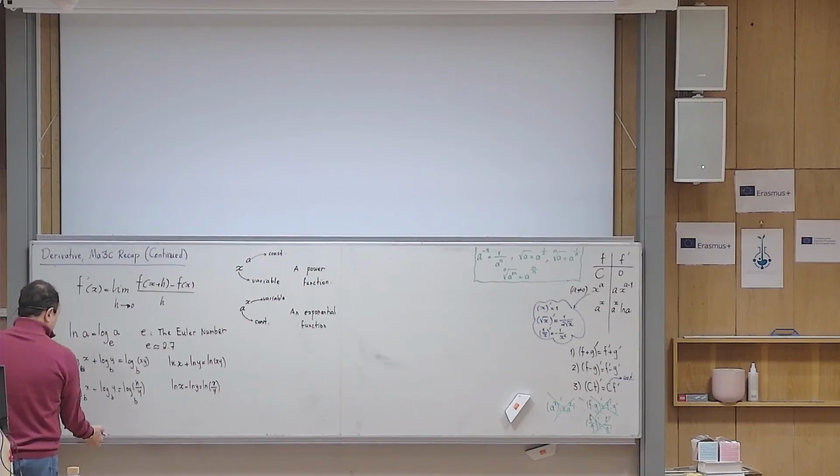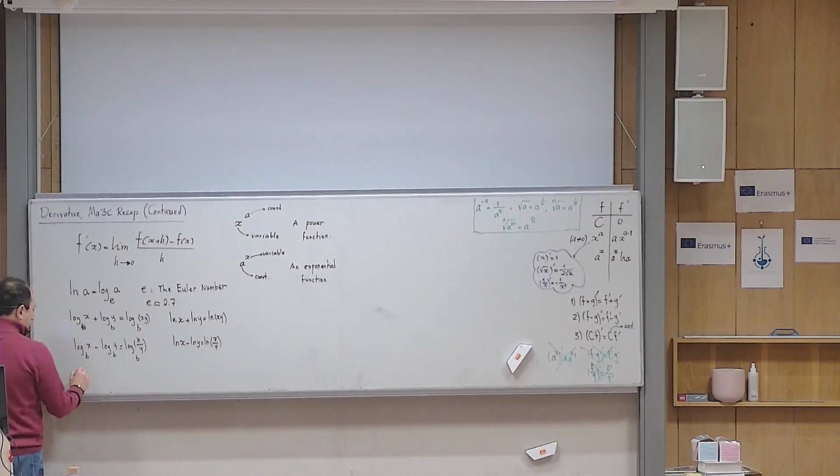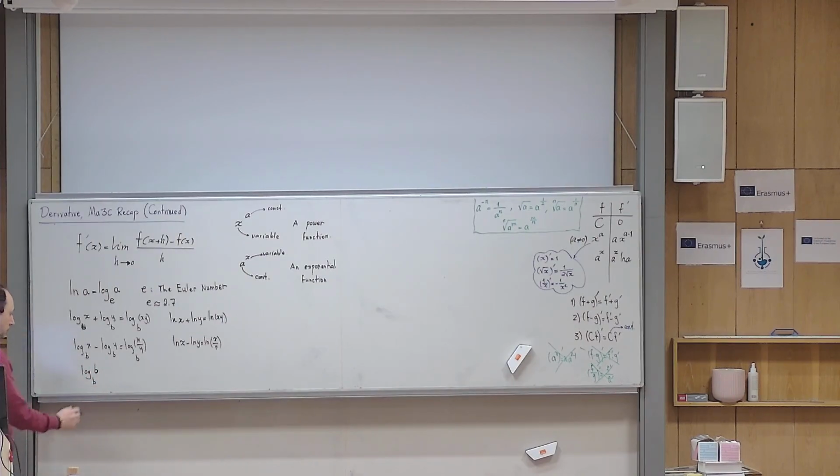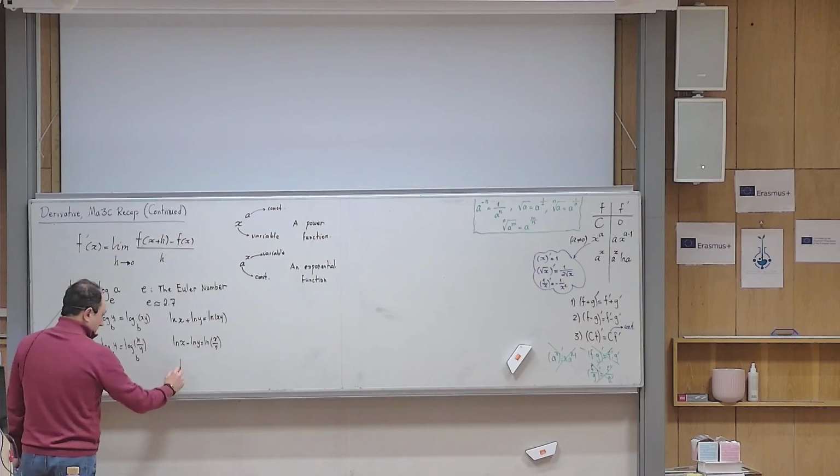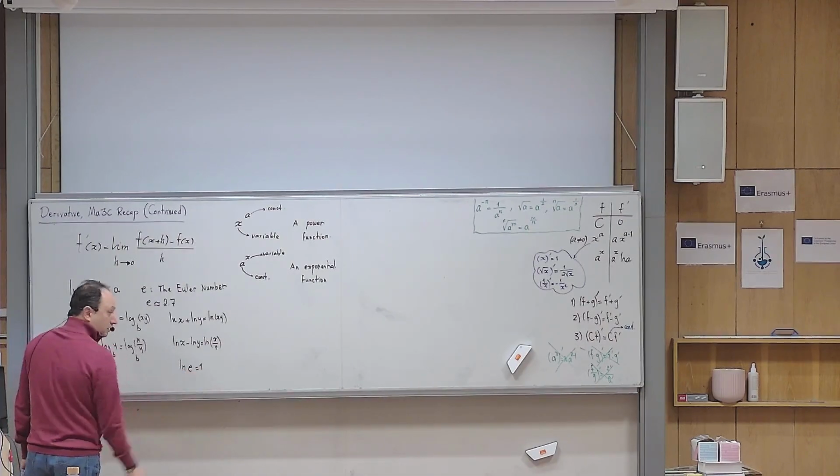And one important formula is that, for example, log of a number b to its own base is what? It is 1. And now if I choose b to be e, this becomes log of e to the base e. So this means ln of e is 1.